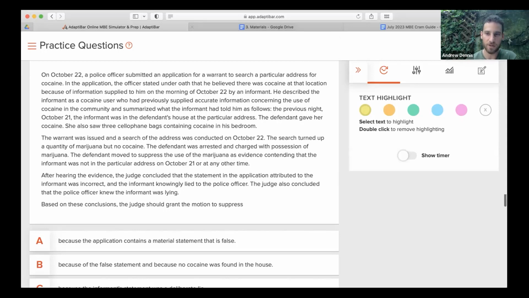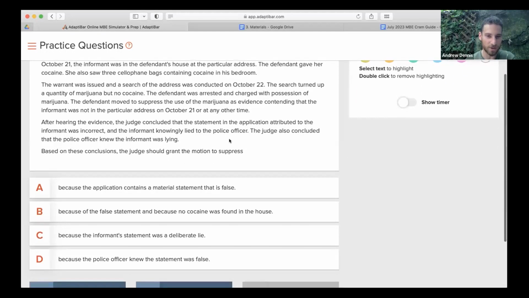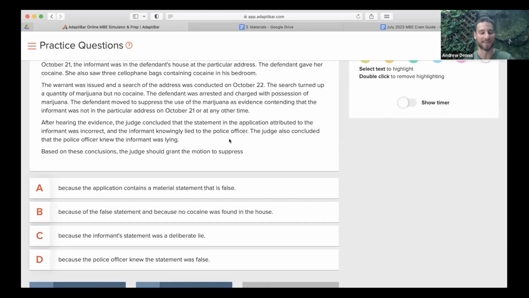Okay, so Nico, perfect timing. This is the sugar booger question. Based on these conclusions, the judge should grant the motion, and that's a joke. It's a joke about content. Neither one of us do things like that.